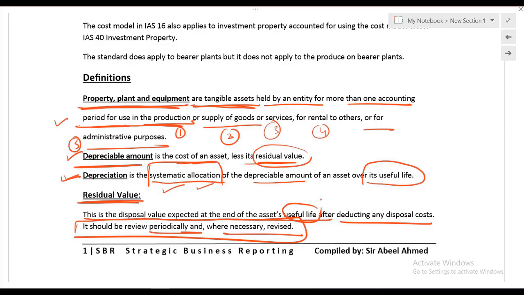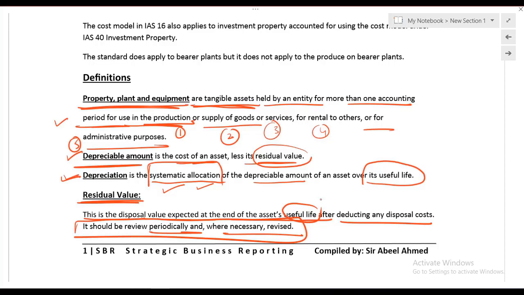Okay, dear student, let me tell you what we are going to discuss in the next video. In the next video, we'll be discussing how to calculate the initial cost of property, plant and equipment. Initially, according to IAS 16, property, plant and equipment is measured at cost. Then how do we calculate that initial cost? In the next video, we'll be discussing that, inshallah.